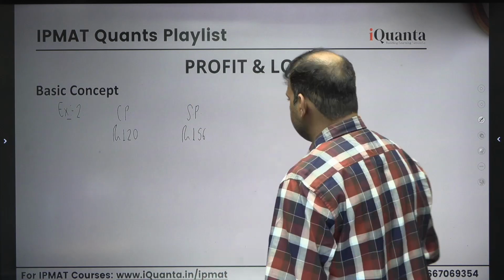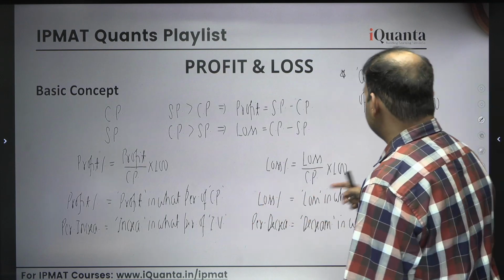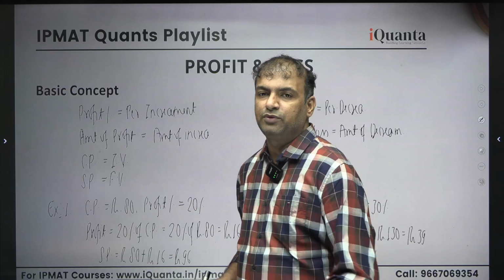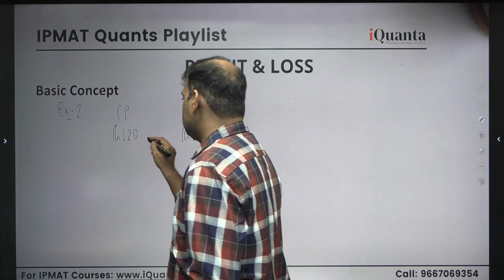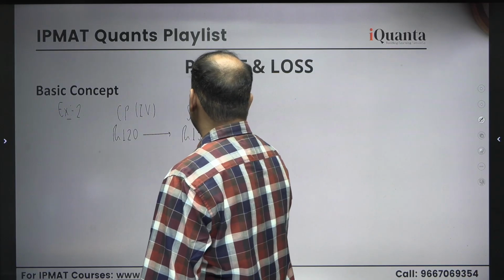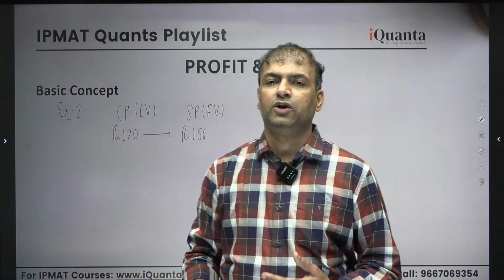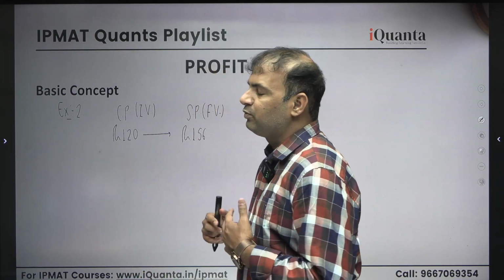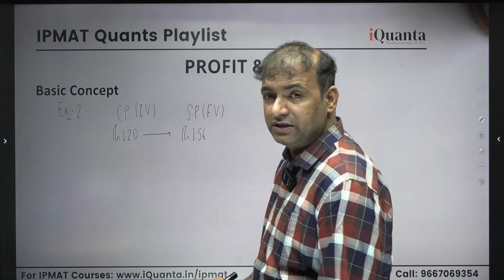Guys, I just told you that profit percentage is nothing but a kind of percentage increase. In this, the cost price is the initial value and the selling price is the final value. So whatever the percentage increase is in this case, that would be called the profit percentage. Simple as that, right? Instead of finding the profit percentage, we'll find the percentage increase, and that will become the profit percentage as well.